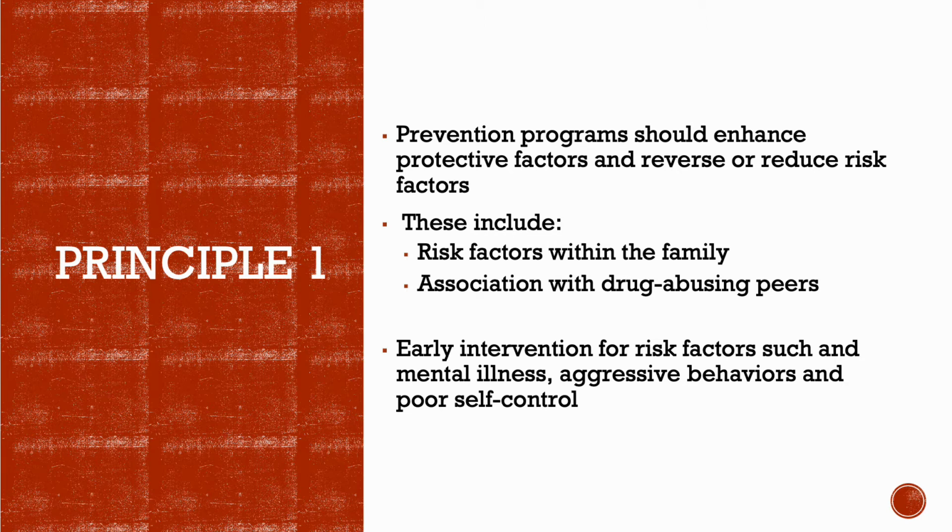Principle 1 tells us that a prevention program should enhance protective factors and reverse or reduce risk factors. This includes those risk factors we discussed earlier that are within the family and a child or teen's association with drug-abusing peers. Remember that early intervention for mental health concerns, aggressive behaviors, and poor self-control has a better impact than later intervention.